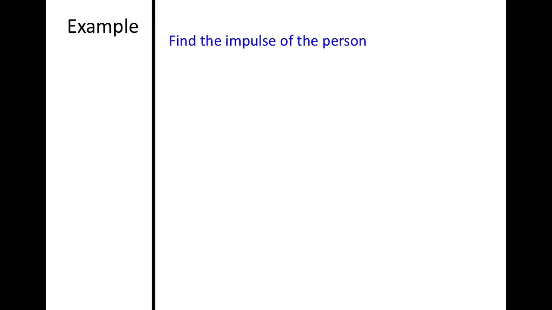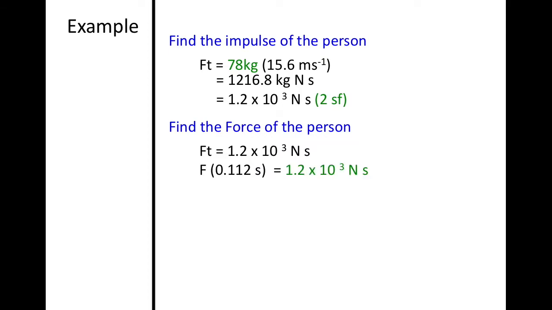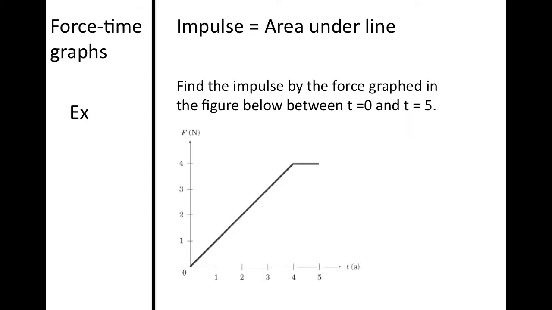Now we find the impulse of the person. When we do this, we get an answer of 1.2 times 10 to the 3rd newton seconds. To find the force of the person, we have to plug in the amount of time that it took that person to come to a complete rest, and we solve for force, giving us an answer of 1.1 times 10 to the 4th newtons.